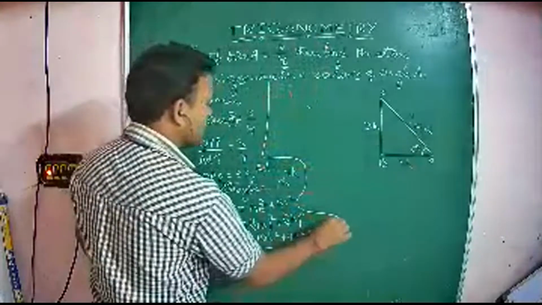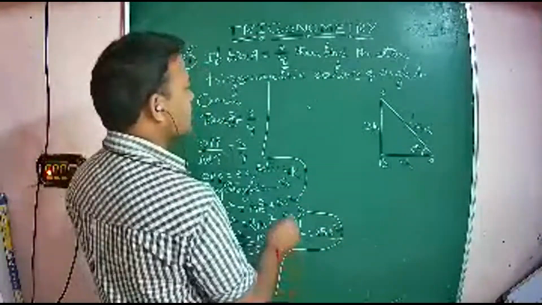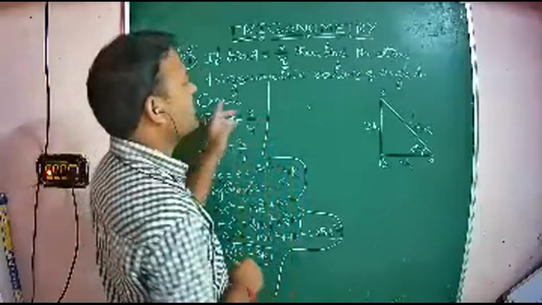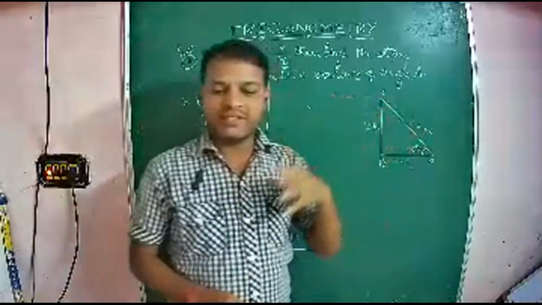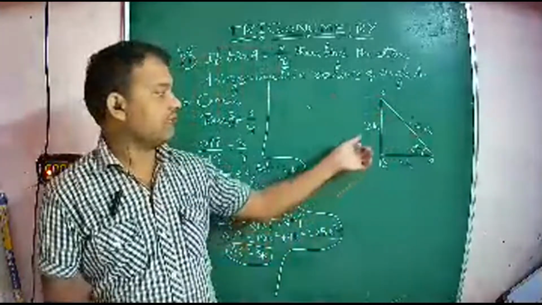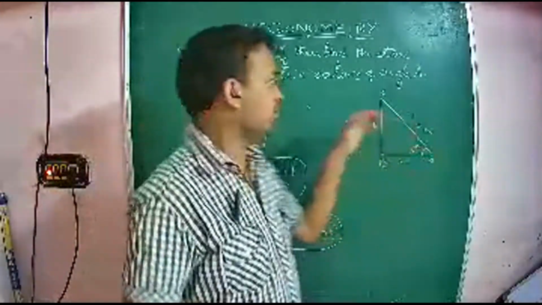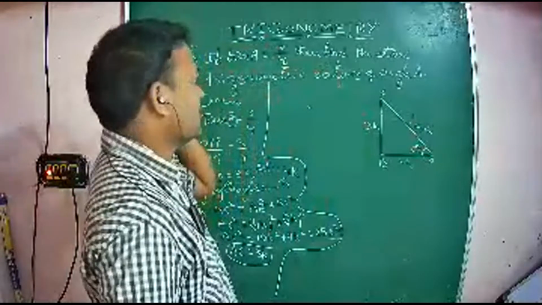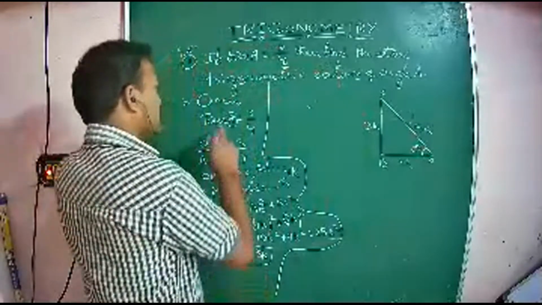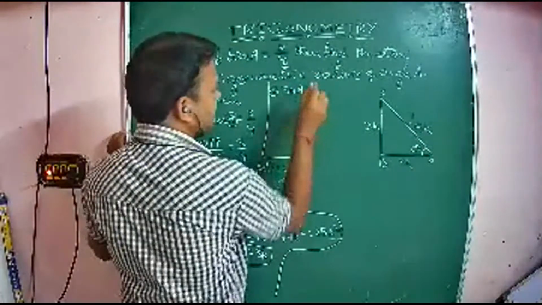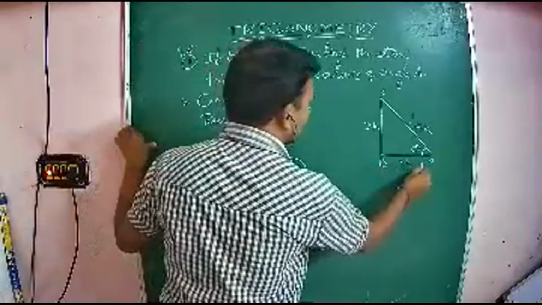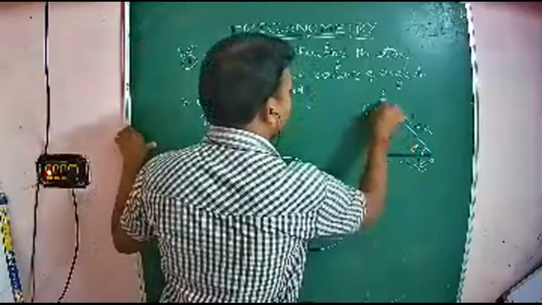After that, since we have all three sides, we can find all six trigonometric ratios. The question asks us to find the other trigonometric ratios. So the first one I am taking is sin A. You already know that this is x, this is y, and this is r.